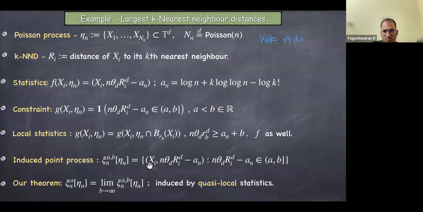But it is good enough to understand local. If you can understand local, then for quasi-local it's a matter of good truncation. So k-nearest neighbor is nearly local. With one extra truncation, the k-nearest neighbors are local. We put this truncation b. But if you let b go to infinity, you get what we wanted. So this is what we had earlier.